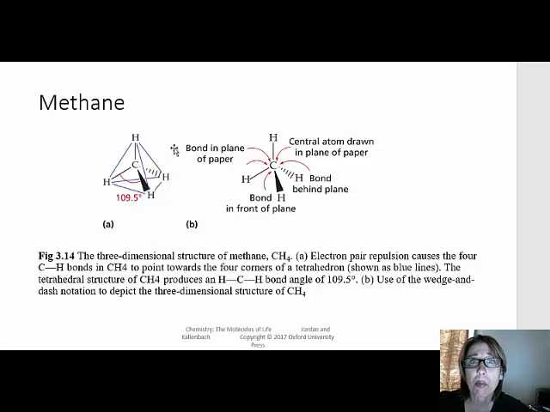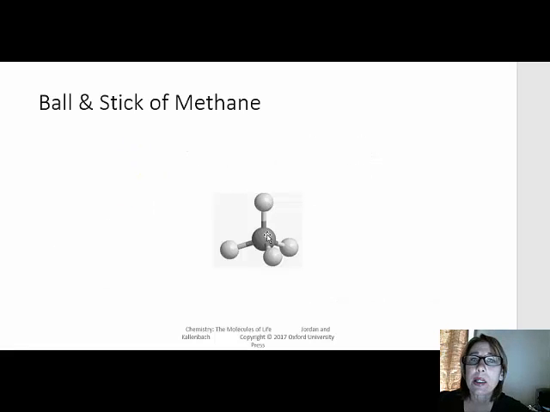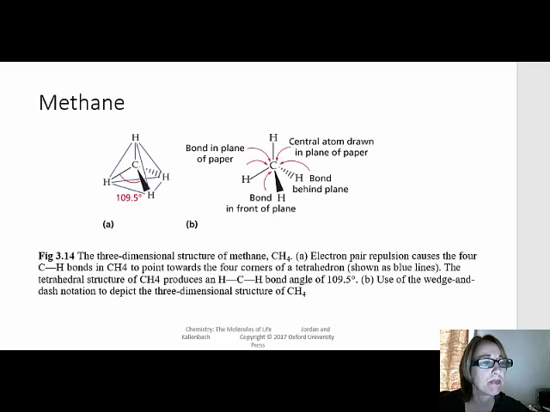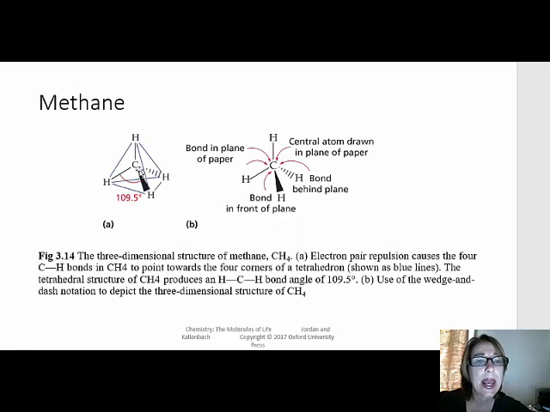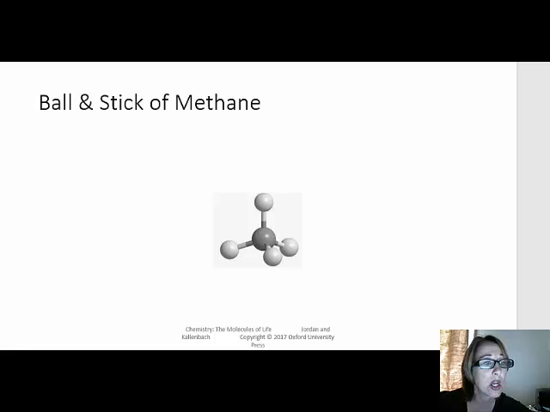So the way the wedge and dash model works is the solid lines indicate bonds that are in the plane of the paper or the screen. So if we look at this ball and stick model, that would be these two bonds in the plane. The wedge represents a bond coming towards you from the screen. So that would be the wedge right here on this ball and stick. And the dash represents the bond behind the plane of the paper or the screen, which would be this.